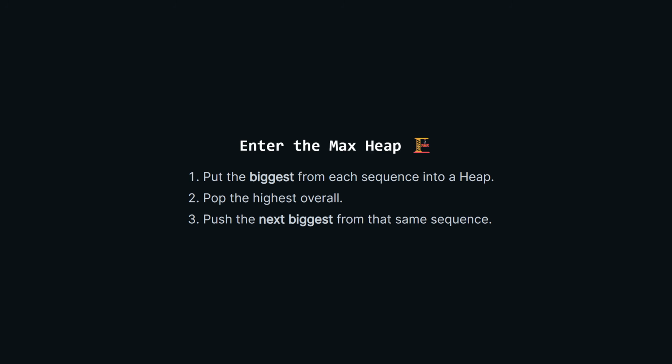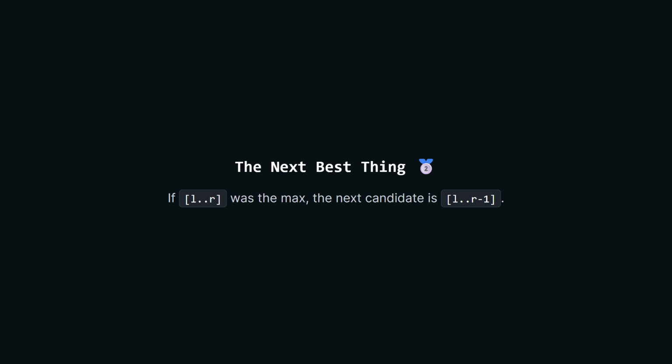This is a classic use case for a max heap. We start by throwing the absolute biggest score from every sequence into the heap. Then, we pull out the ultimate winner. To replace it, we grab the next best score from whichever sequence just won. Since the sequences are sorted by size, if a subsection ending at position R was the biggest, the next biggest one starting from that same spot will just end one position earlier, at R-1.